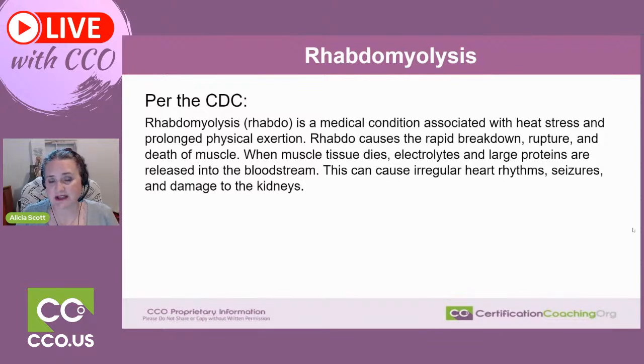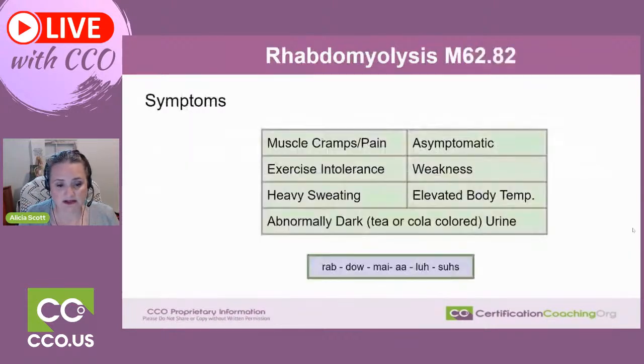Now, this can cause things like irregular heartbeats. It can cause seizures also. And like Laquita said, it can definitely cause damage to the kidneys. The kidneys aren't able to get past this. Now, what are the signs and symptoms of rhabdomyolysis? It's muscle cramps and pain. The muscles are struggling. We need those electrolytes and that salt to keep our muscles going when they're being exerted.